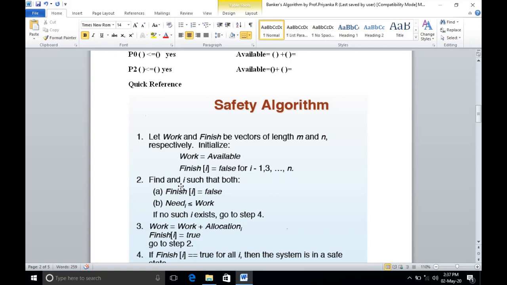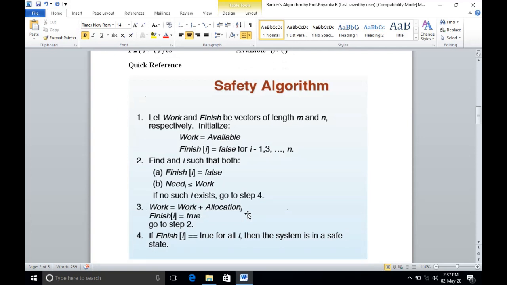Second step, find an i such that finish of i is equal to false and need is less than or equal to work. So now we are going to this step where we check whether need is less than or equal to work. If no such i exists, go to step 4. If this criterion has not been satisfied, we'll go to step 4. If it is satisfied, we'll go to the next step where work is equal to work plus allocation, finish of i is equal to true, and we go back to step 2.